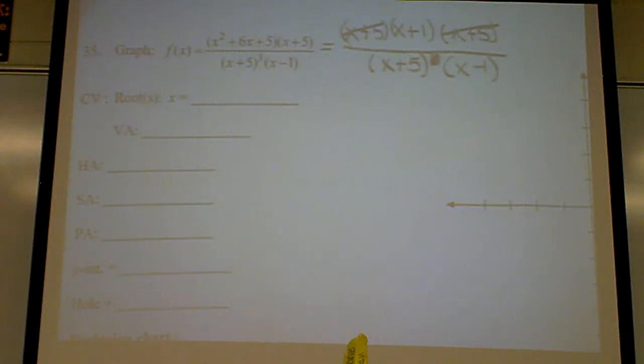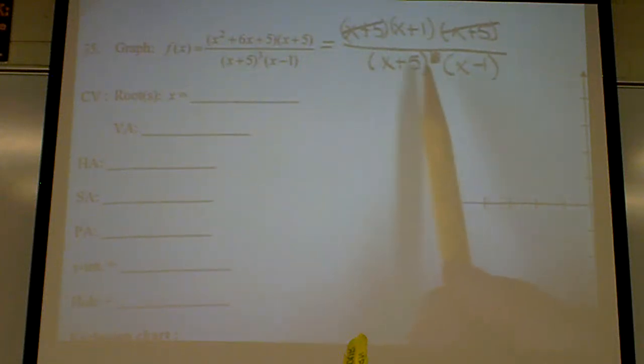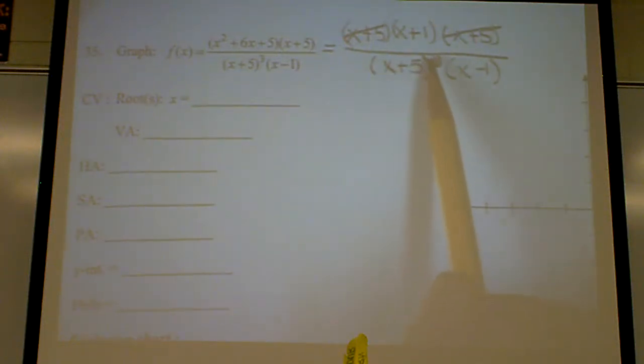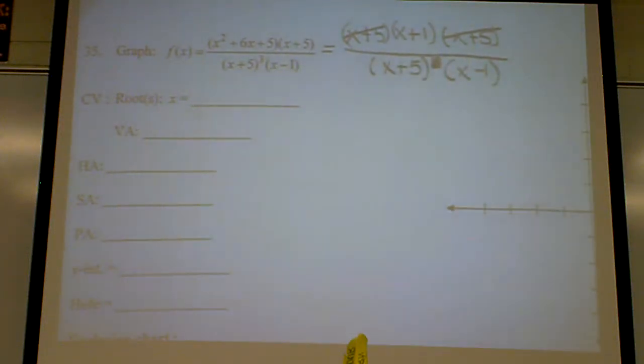Because you still have an x plus 5, you still have a critical value there. If you cancel out, you get a hole. If you get rid of a critical value, then you have a hole when you cancel it. But if I were to get rid of this x plus 5 completely, then we would have to figure out the hole. But you don't get rid of it completely, so there's no hole, because the critical value's still there.